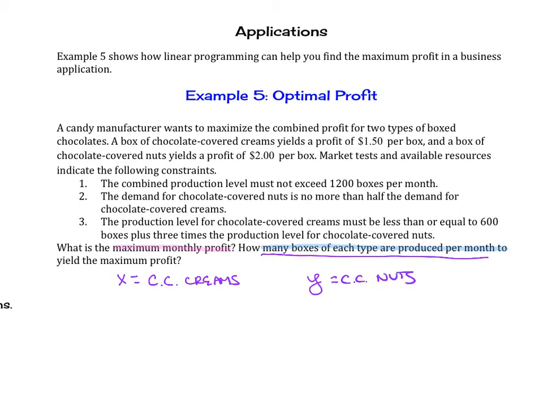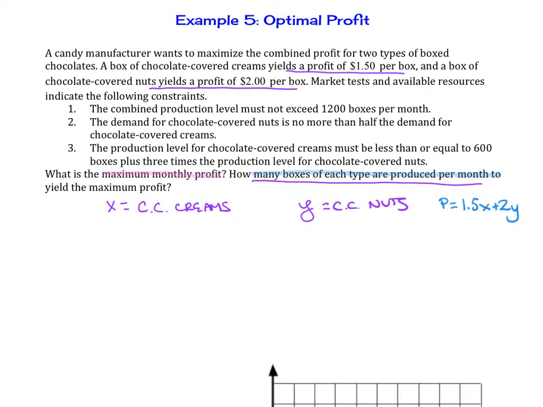Then we're talking about profit. It yields a profit of $1.50 per box and $2 per box. So that's our objective function: P equals 1.5x plus 2y. That's the objective function that we'll use later on. Now we need to write our constraints.